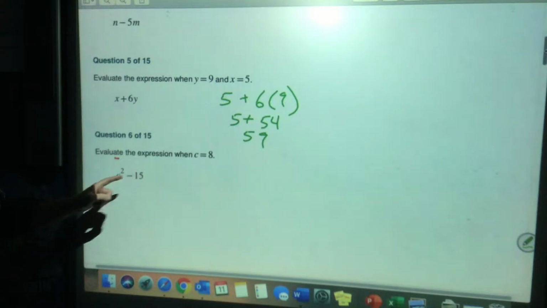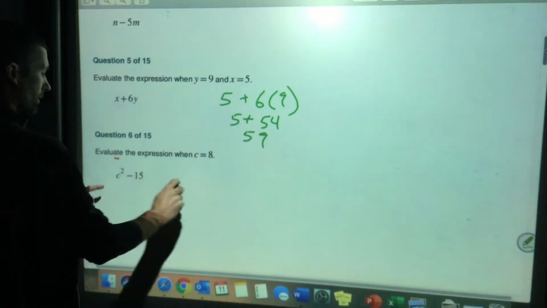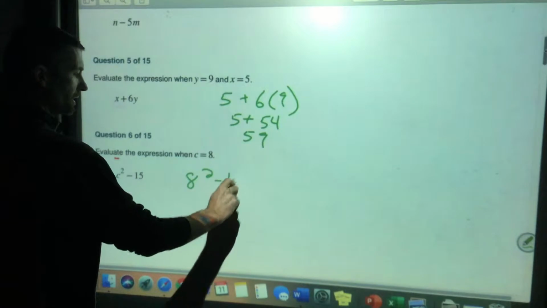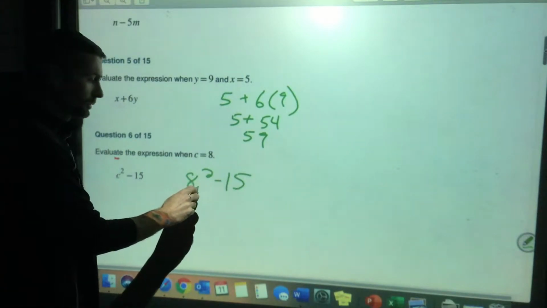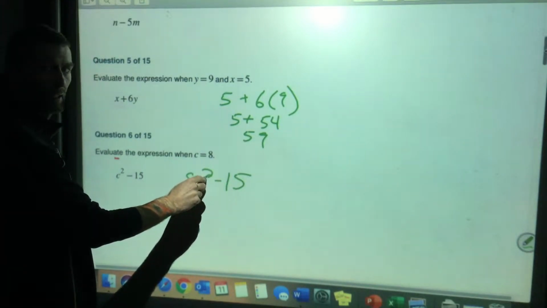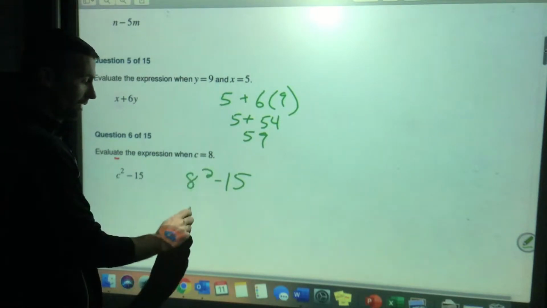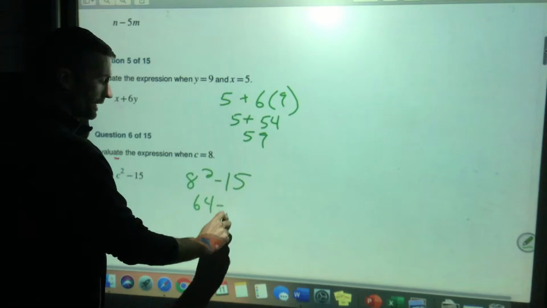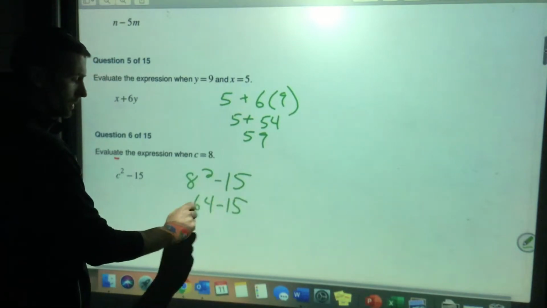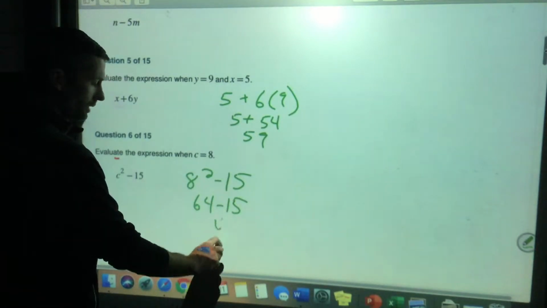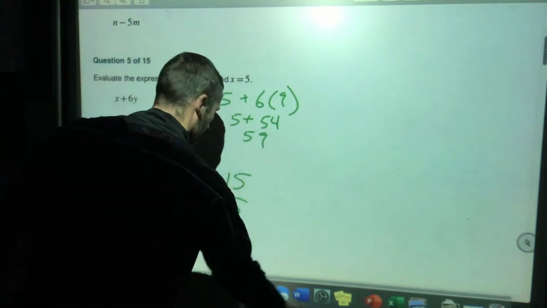c squared minus 15. c is 8. So 8 squared minus 15. How many times are we going to multiply 8? 2 times. 8 times 8. So 64 minus 15. We need to borrow, so the answer is 49.